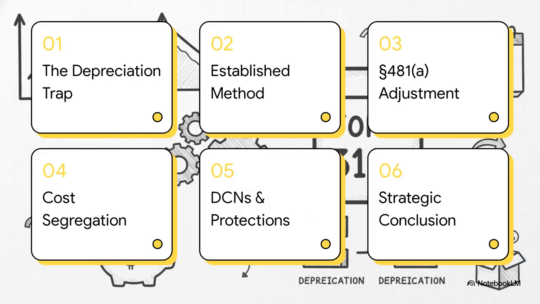So here's our roadmap. First, we'll lay out the problem. I call it the depreciation trap. Then, we'll see how a simple mistake actually locks you into an official accounting method. After that, we'll get to the good stuff, the solution, the Section 481(a) adjustment. And we'll even explore how to supercharge it with cost segregation. We'll wrap up with some critical procedural details, and then pull it all together to show you why this is way more than just a compliance headache. It's a huge strategic play.